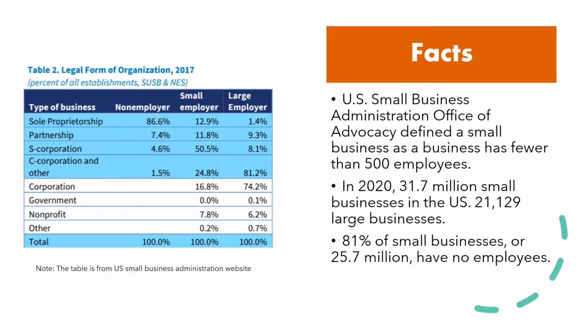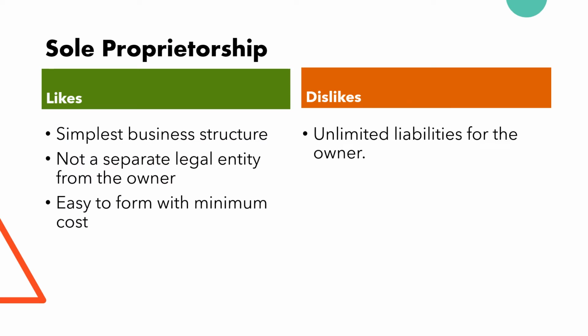Business structure refers to the legal structure of the organization under a given jurisdiction. Let's start with the sole proprietorship. From the table, it's easy to tell that for non-employers, 86.6% are sole proprietorships. Sole proprietorship is a legal business structure that only has one individual who is the owner. It's a simple business structure. Freelancers, plumbers, and piano teachers all fall into this category.